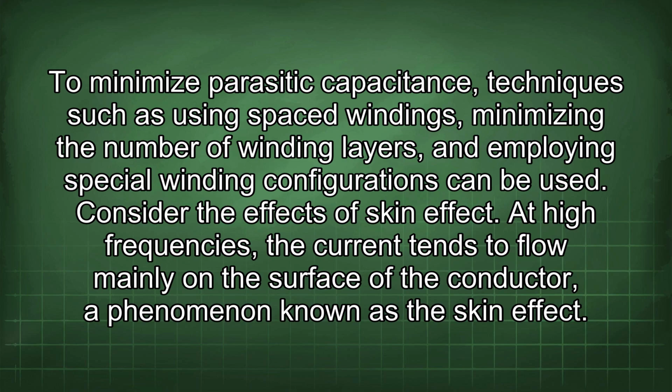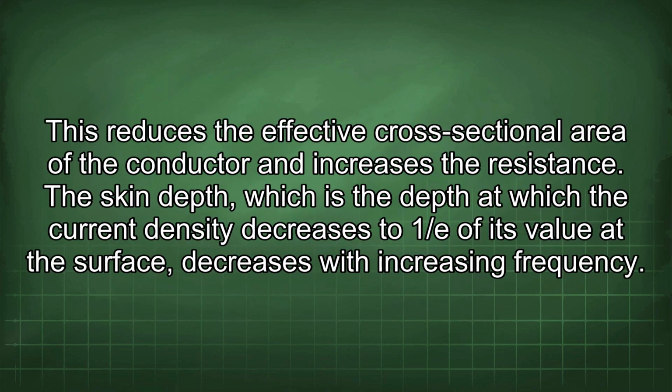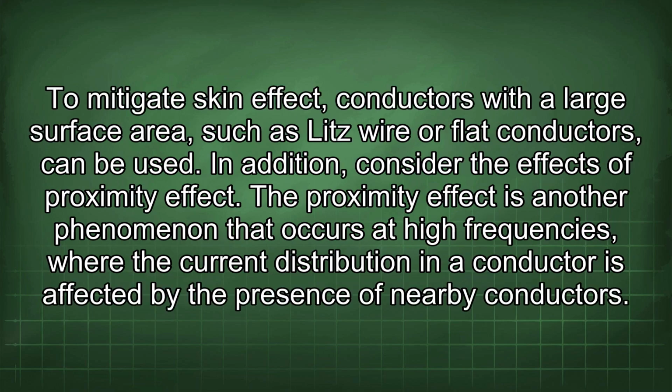At high frequencies, the current tends to flow mainly on the surface of the conductor, a phenomenon known as the skin effect. This reduces the effective cross-sectional area of the conductor and increases the resistance. The skin depth, which is the depth at which the current density decreases to 1/e of its value at the surface, decreases with increasing frequency. To mitigate skin effect, conductors with a large surface area, such as Litz wire or flat conductors, can be used.